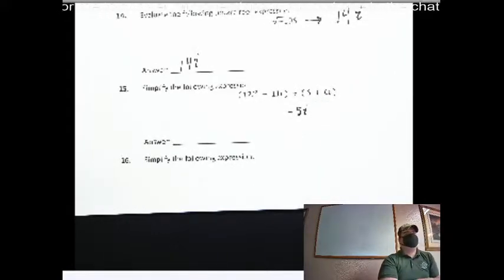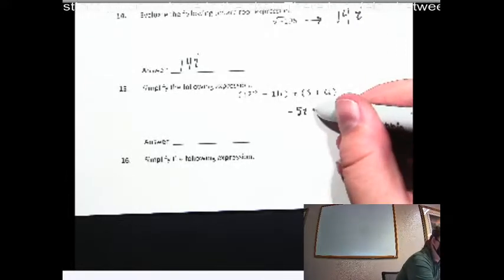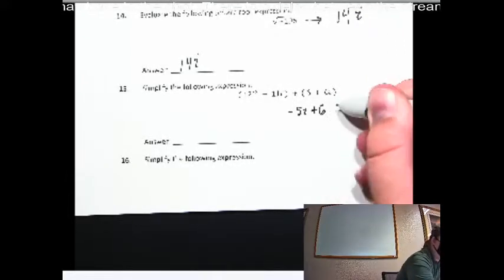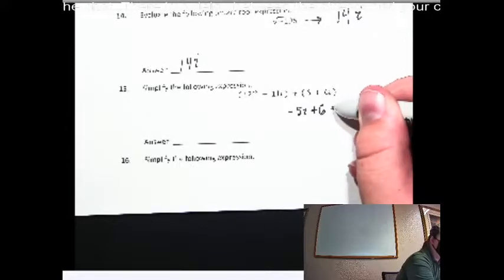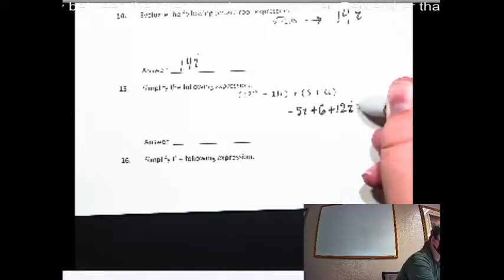Now, we have other numbers here. We have 6, and we have 12i squared.